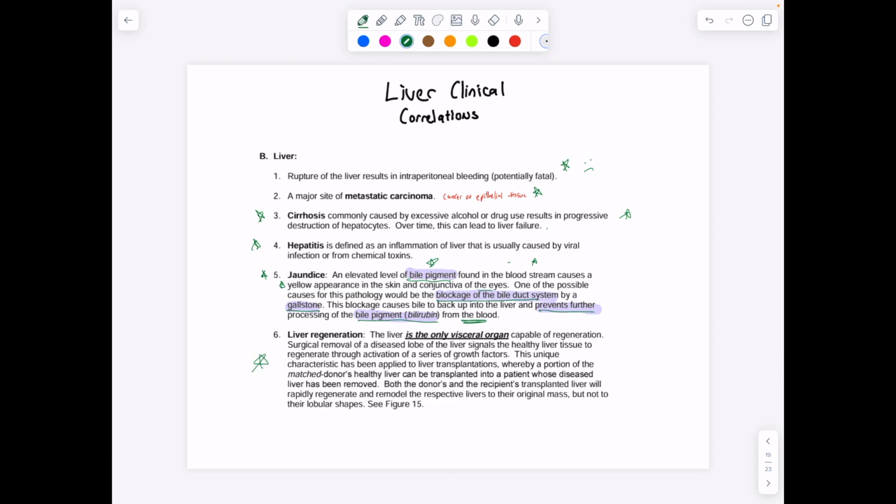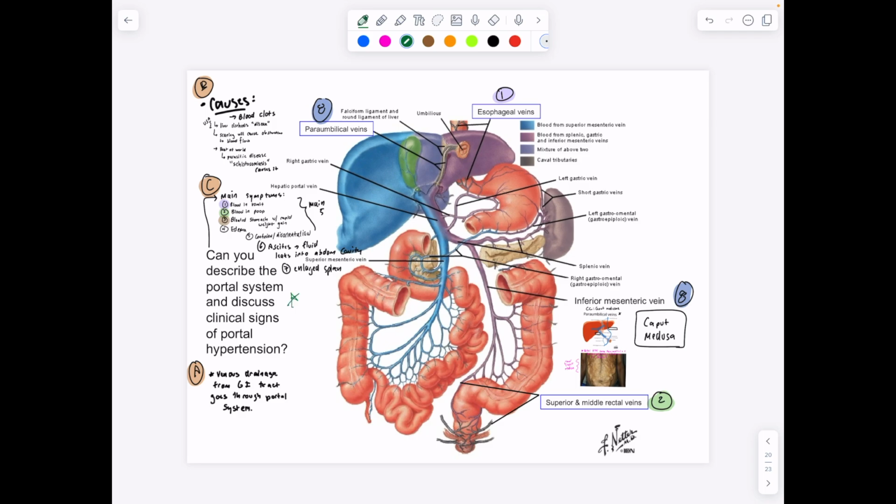All right, and then liver regeneration, it's the only visceral organ capable of regeneration. That's pretty cool. Okay, so can you describe the portal system and the various clinical signs of portal hypertension? Well, this is just a nice diagram. It's showing what we've already said, which is all venous drainage from the GI tract goes through the portal system, and you can see all of these lovely veins from all of these organs coming into our portal vein, and we have basically what would cause portal hypertension in this set of veins.